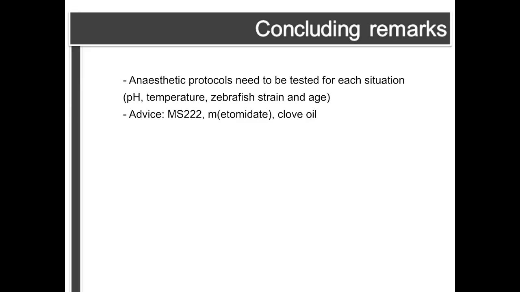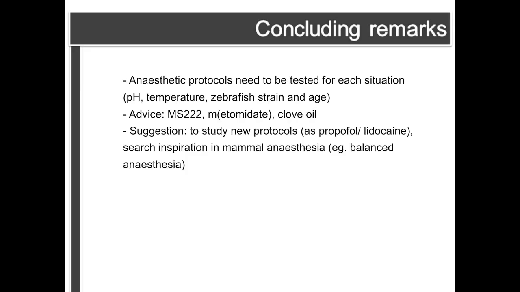In the end, we can see that MS-222, although it seems to be aversive, can also be a good anesthetic for some purposes. Etomidate and metomidate seem not to be aversive and can be used when no analgesia is required, and clove oil seems also to be a potentially good anesthetic. But I also have a suggestion to study new protocols of propofol and lidocaine and to search for inspiration in mammal anesthesia, such as balanced anesthesia, because you really need to have different alternatives for different experimental purposes.